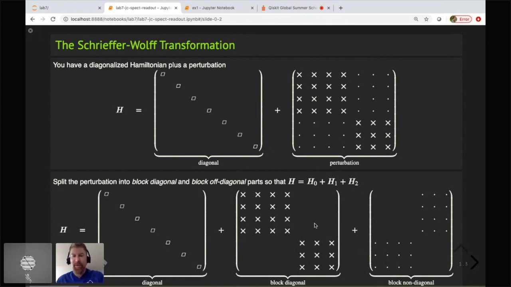The reason this is very useful is that now we can play some tricks by just looking at the block diagonal and block non-diagonal components. For example, if you multiply any two block diagonal matrices, the result will be a block diagonal matrix. However, if you multiply a block diagonal and a block non-diagonal matrix, you will always get a block non-diagonal matrix. Also, if you multiply two block non-diagonal matrices, you will get a block diagonal matrix. So we can use the properties of these matrices to simplify the calculations that we wish to perform.